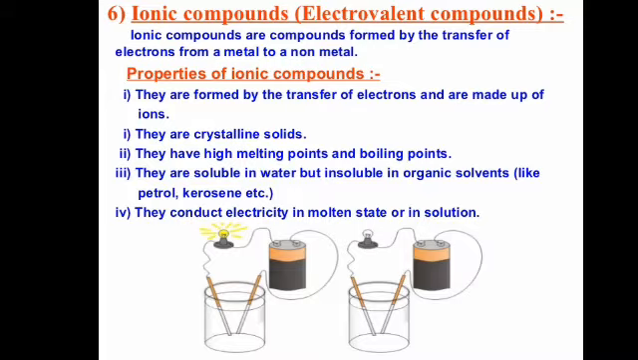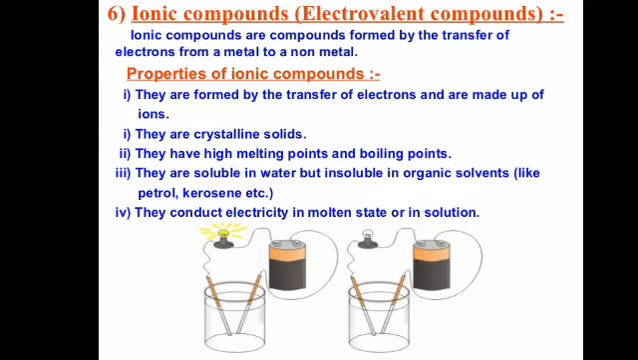Second, they are crystalline solids, that is, their nature is crystalline. Third, they have high melting and boiling points due to the large attraction between the oppositely charged ions. Since ionic compounds have two differently charged ions, they are polar, so they are soluble in polar solvents like water, whereas they are insoluble in organic or non-polar solvents like petroleum or kerosene.